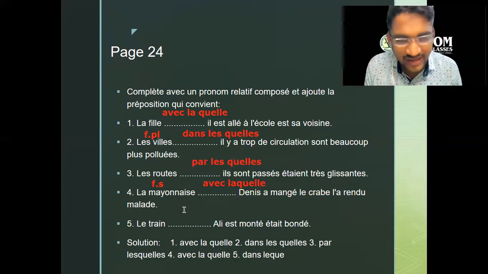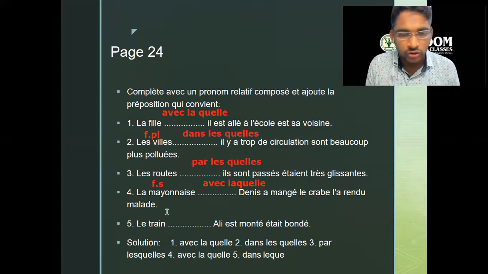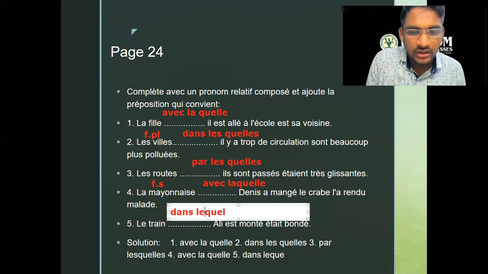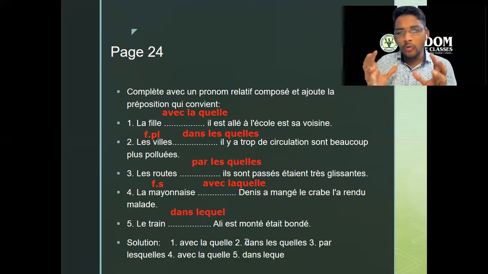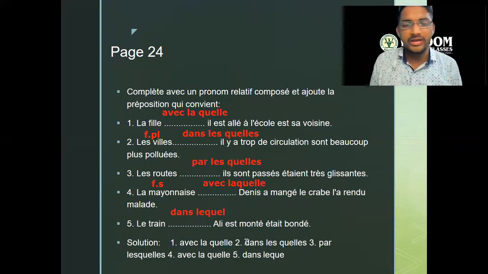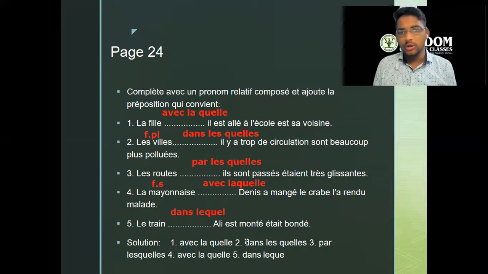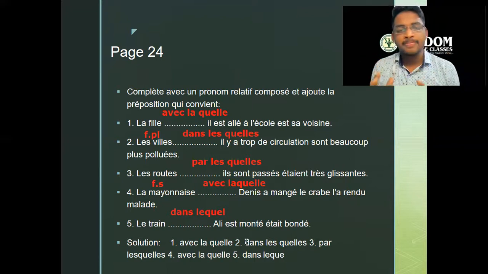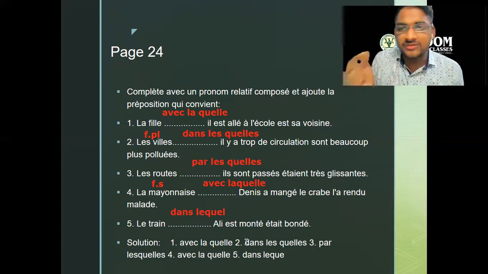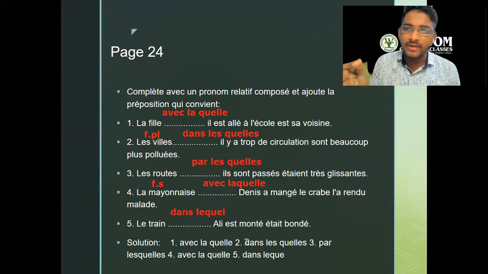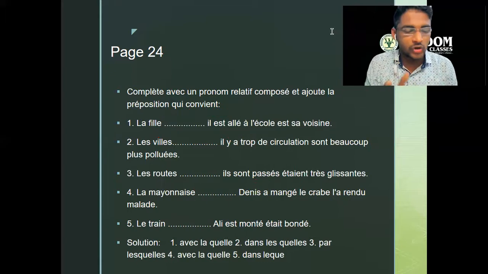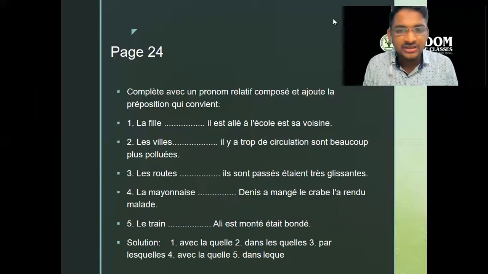And find the train dash Ali monte. The train is masculine singular, students, dans lequel, in which Ali climbed was crowded. Bondé is crowded. And masculine singular. So what do you have to do, students? You have to do the English translation and find a very sensible preposition first of all. And you have to look at the noun and check if it is masculine singular, masculine plural, feminine plural, and so on. Nice, we are enjoying it, guys. Let's move forward.